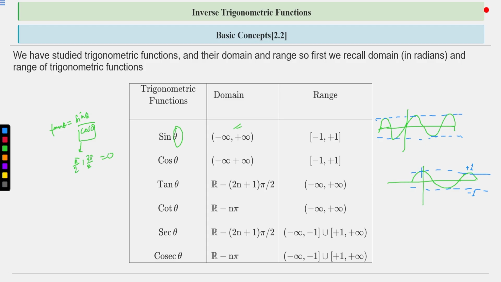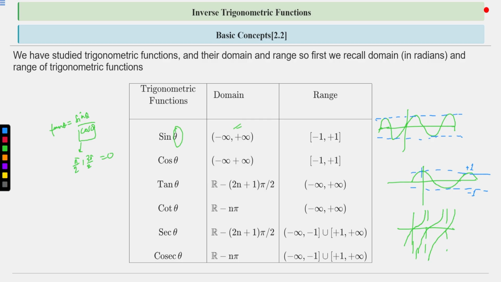And range of tan theta is from minus infinity to infinity, because the graph of tan theta is like that. This is pi by 2, this is 3 pi by 2. So the graph is like that. This is the graph of tan theta. So you can see that the range of tan theta is minus infinity to infinity, and domain is all real values except odd multiples of pi by 2.